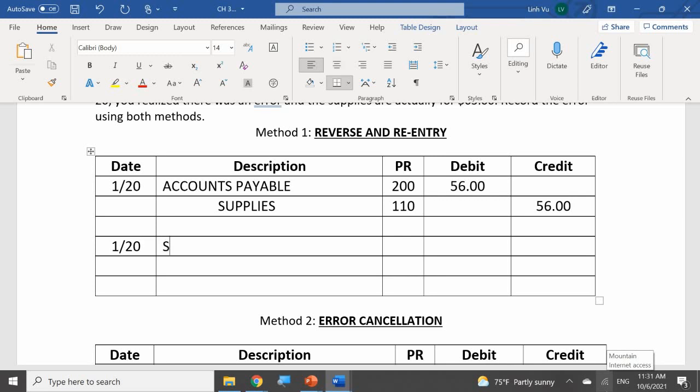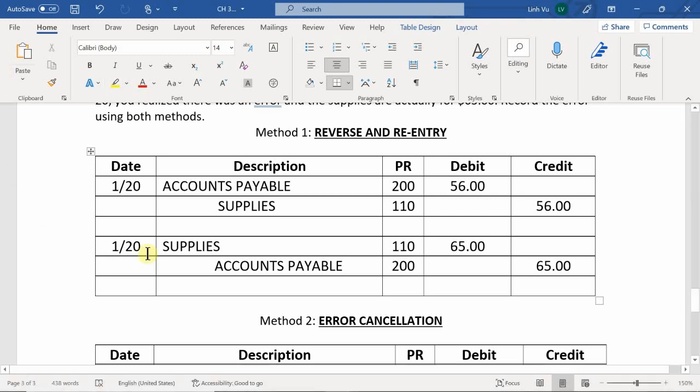It would be the same as above, right? But we do it for 65. Correct. You would do supplies in accounts payable, okay? But this time you're going to put it in the correct amount. So instead of the 56, you're going to put 65, okay? And of course you can add a message here saying to correct the error on January 10th, right?